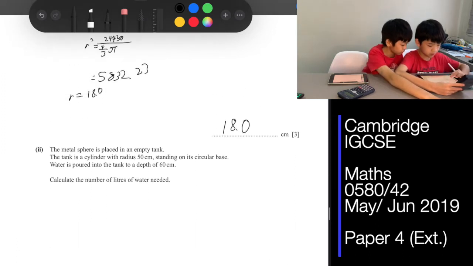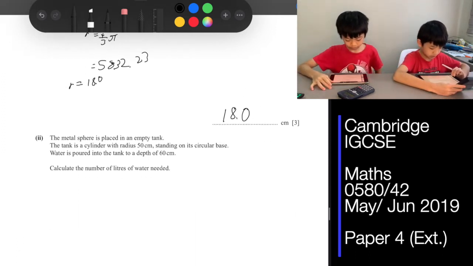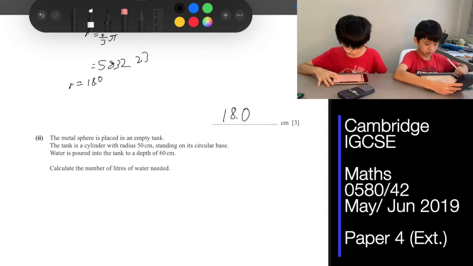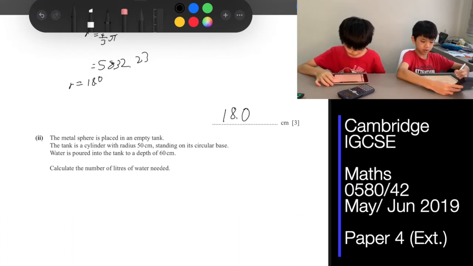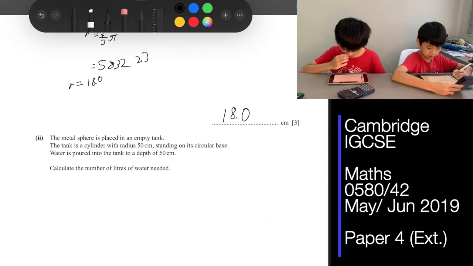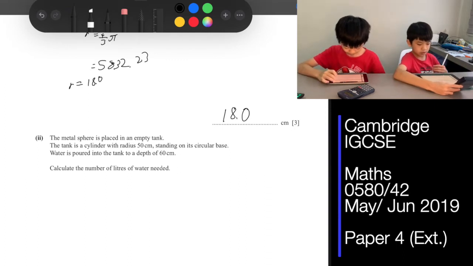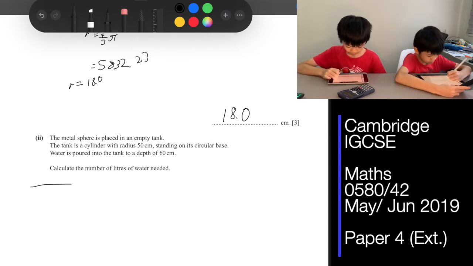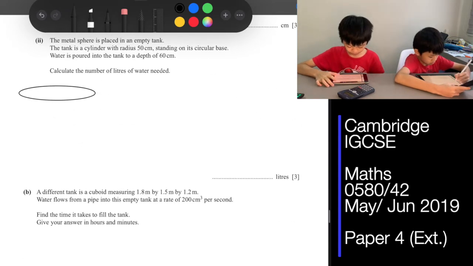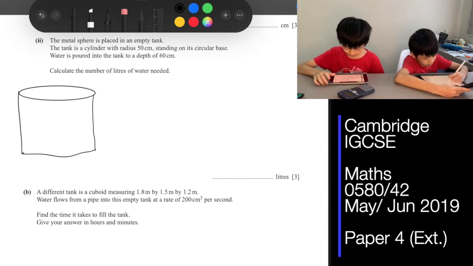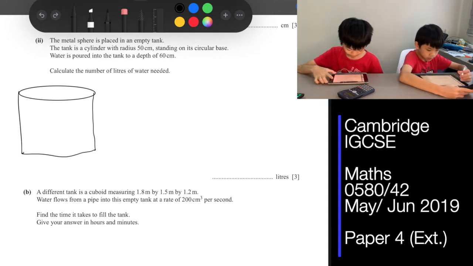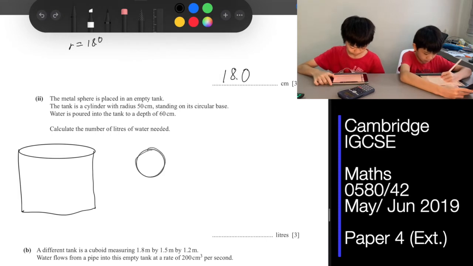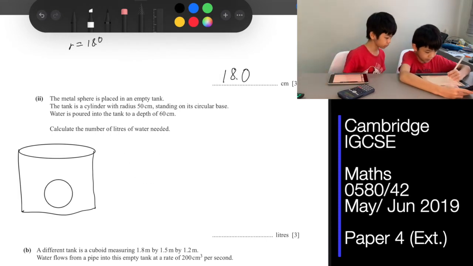For question 10a2, the metal sphere is placed in an empty tank. The tank is a cylinder with radius 50 centimeters standing on its circular base. Water is poured into the tank to the depth of 60 centimeters. We need to calculate the number of liters of water needed. So firstly, there's a cylinder, obviously, and it says standing on its circular base, so it's standing upright.